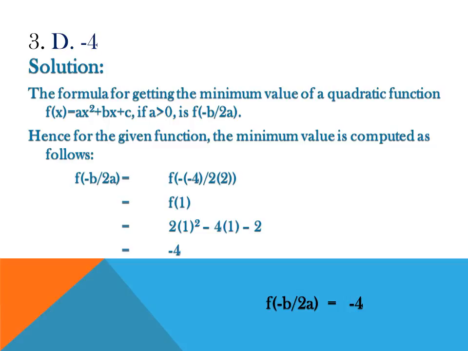Hence, for the given function, the minimum value is computed as follows. f(-b/2a) is equal to f of negative negative 4 over 2 multiplied by 2, which would give us f(1). Now, just replace x with 1, giving us 2 times 1 raised to 2 minus 4 times 1 minus 2, and it would be equal to negative 4.